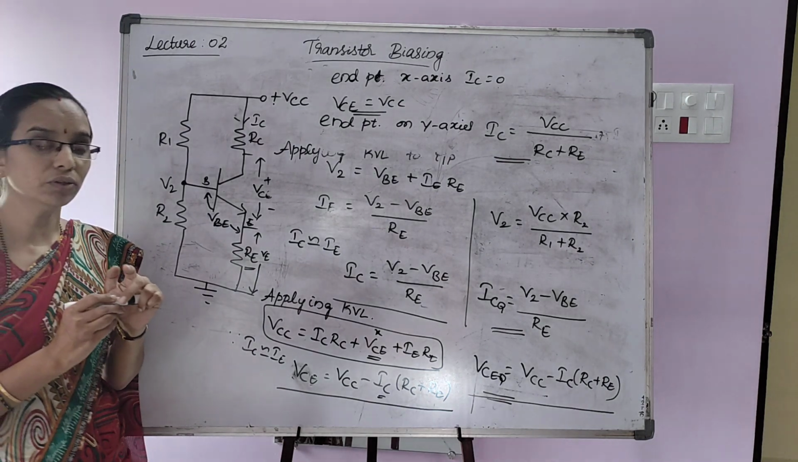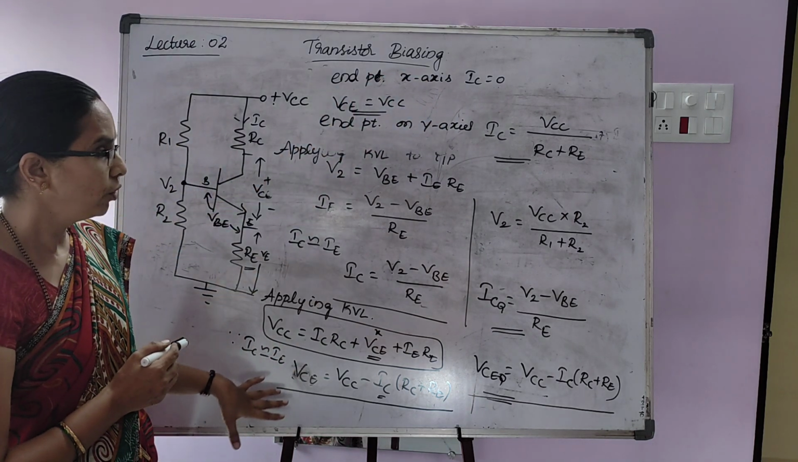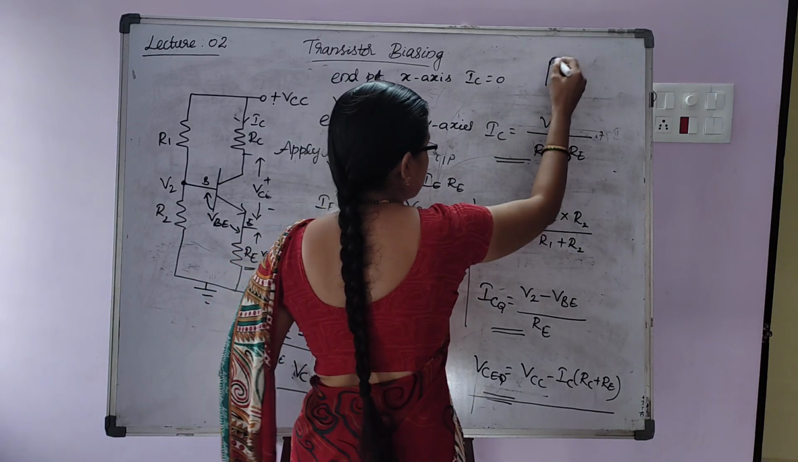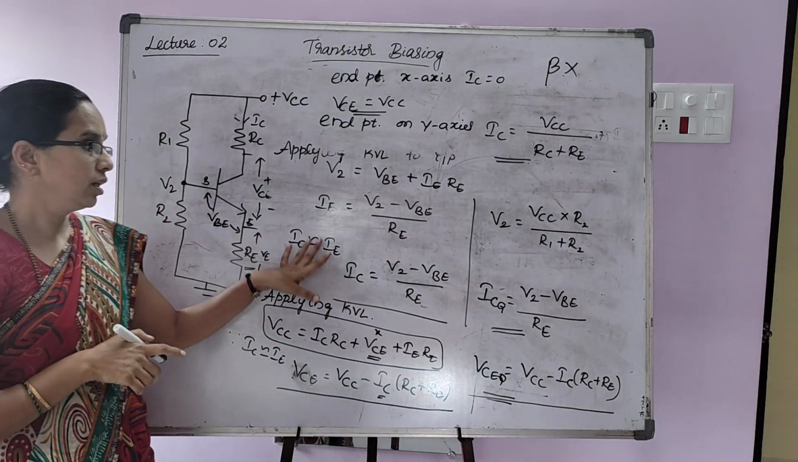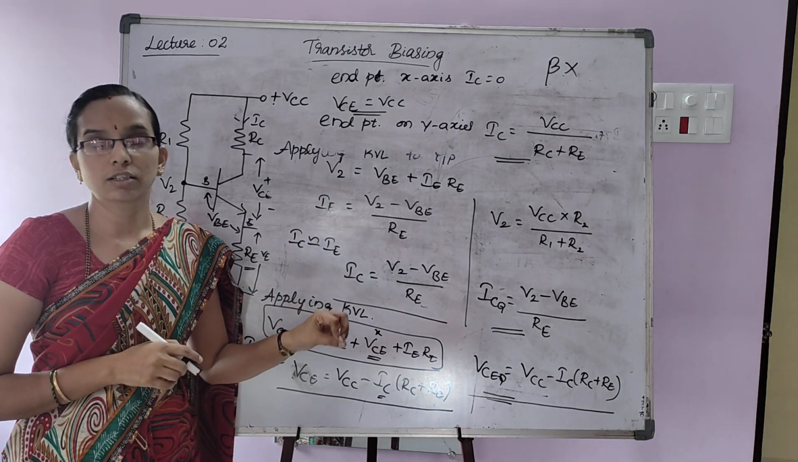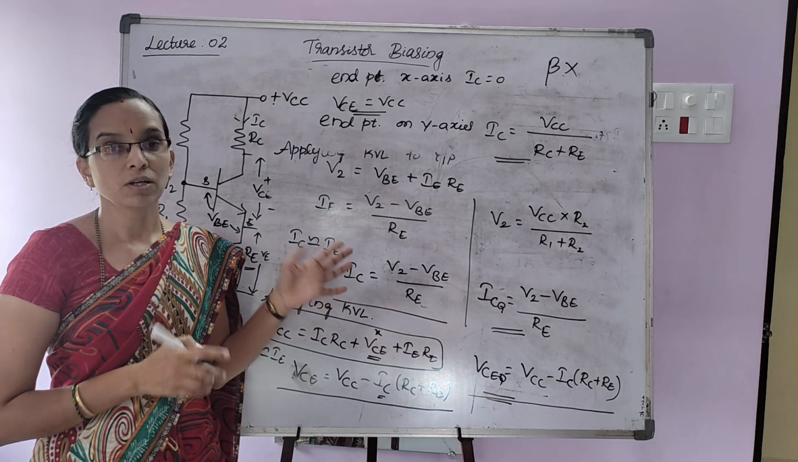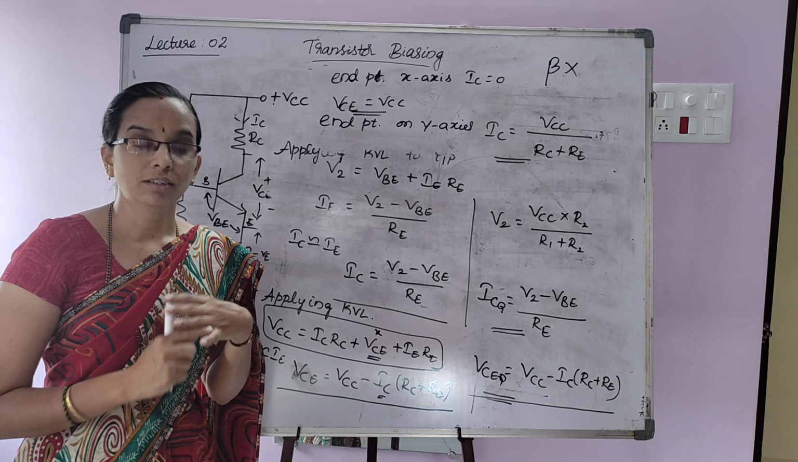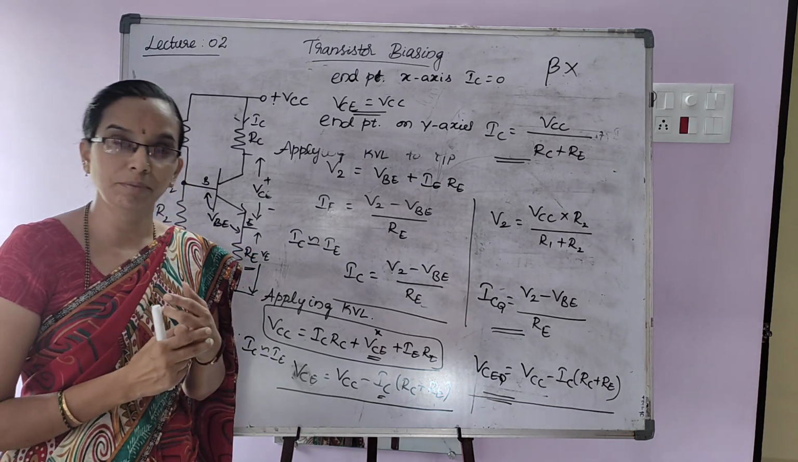They may ask you a question. In all these equations, nowhere can you find the beta term. Beta is nowhere visible. So the values of DC voltages and currents are not depending on beta. So with voltage divider biasing, we can get good stability against temperature and against beta.